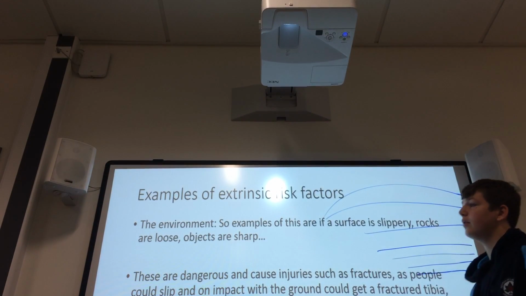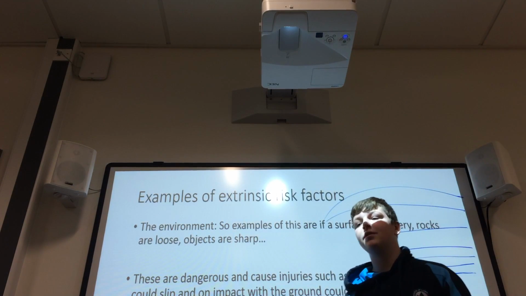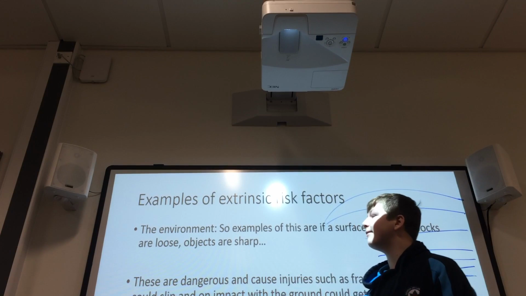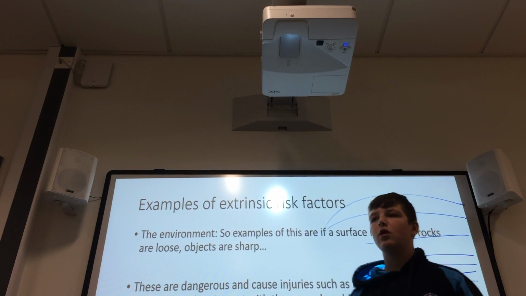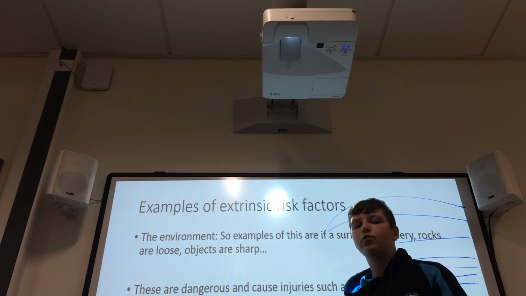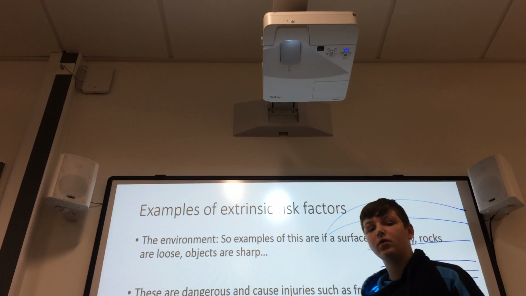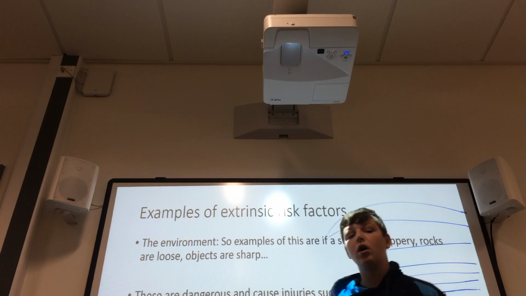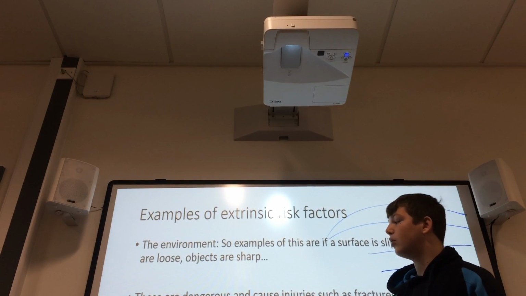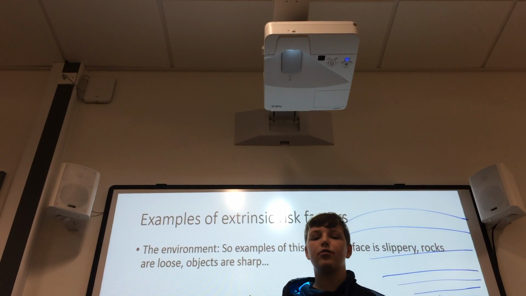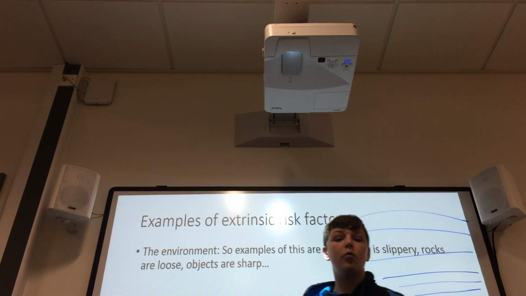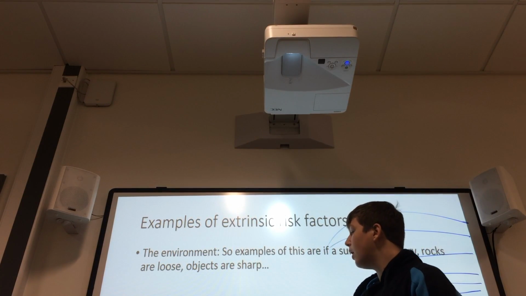Then I'm going to go through a few examples of extrinsic risk factors, and my first example will be the environment. So examples of the environment are if the surface is slippery, if rocks are loose, or if there's a sharp object on the field. And these all cause different dangers. So for example, if a surface is slippery, you may slip onto your arm and maybe fracture your ulna, or get an open fracture on your lower arm.